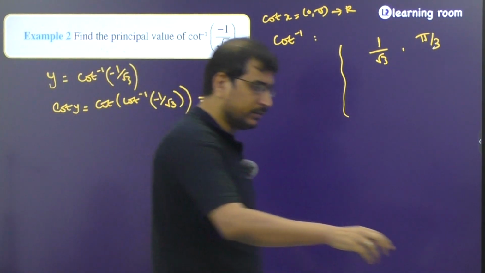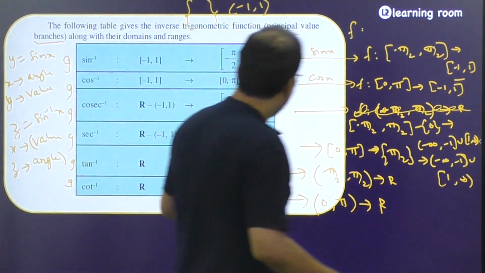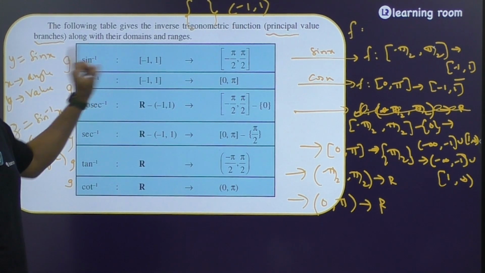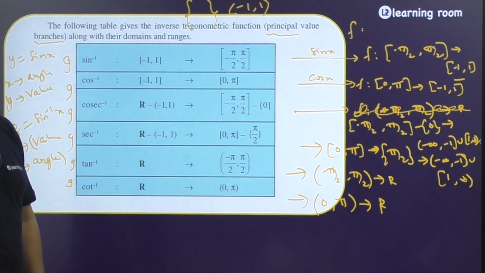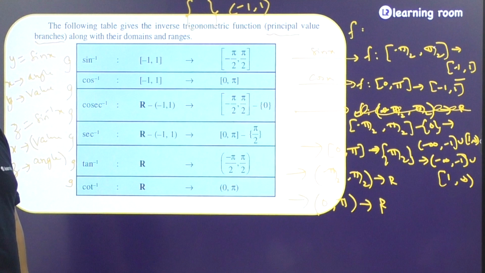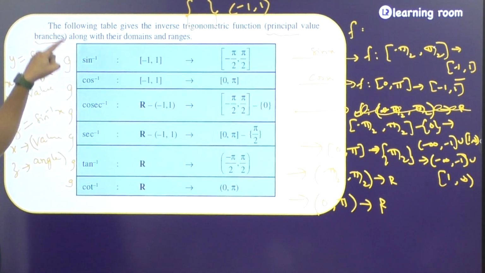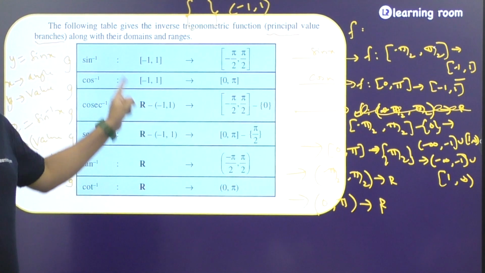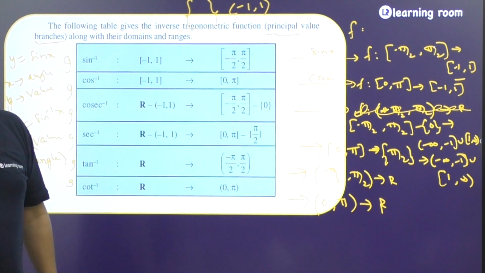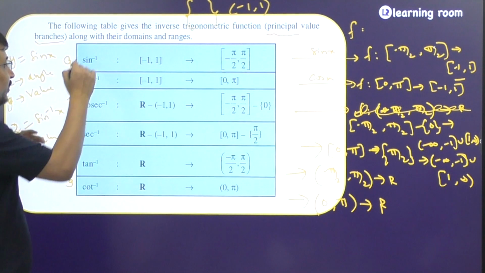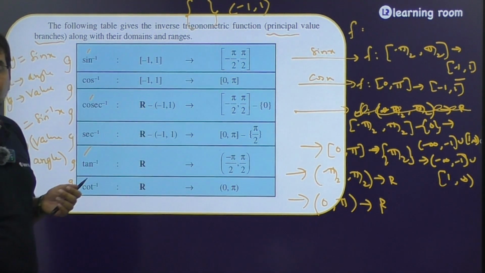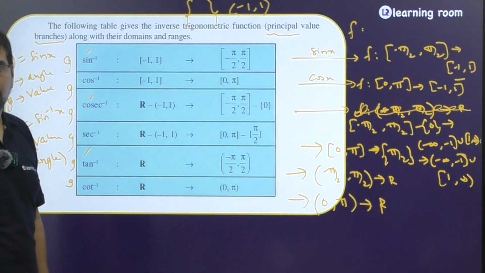Why I'm telling this is, listen to this. This table is telling me whenever I have sine inverse of a positive value, the angle will be restricted to the first quadrant. So for that matter, any inverse trigonometric function, if it has a positive value inside it, the angle will be in the first quadrant. If it has a negative value, for sine inverse, cosecant inverse and tan inverse, you will have the negative value in the fourth quadrant.